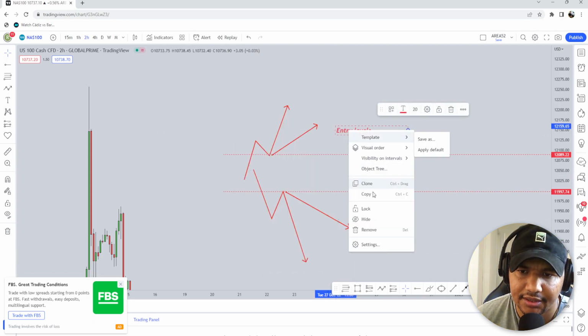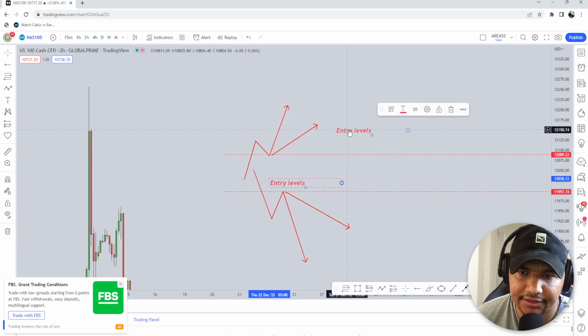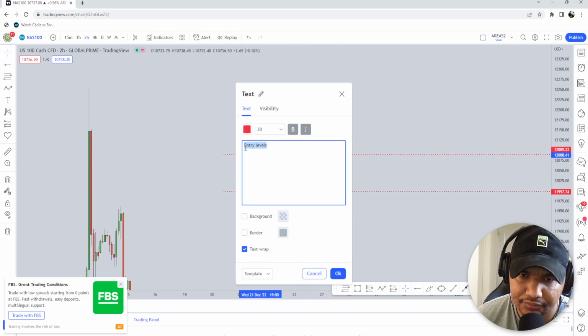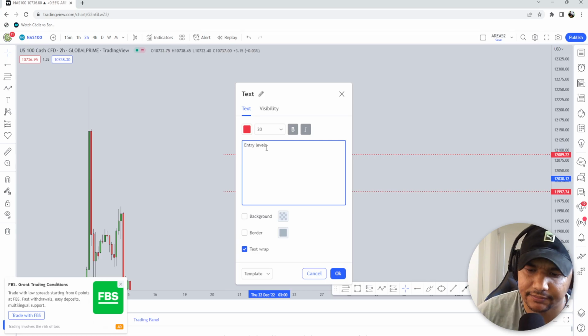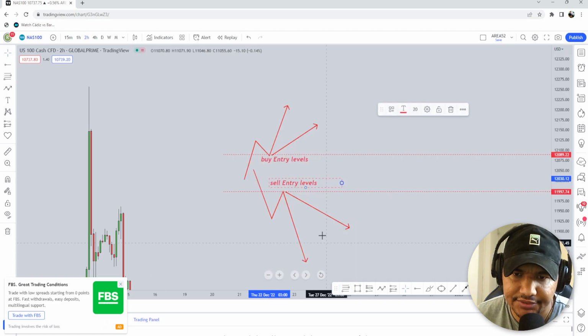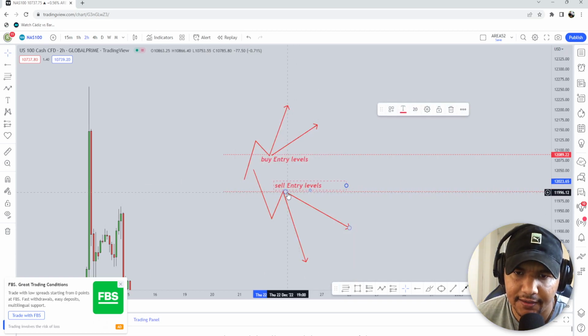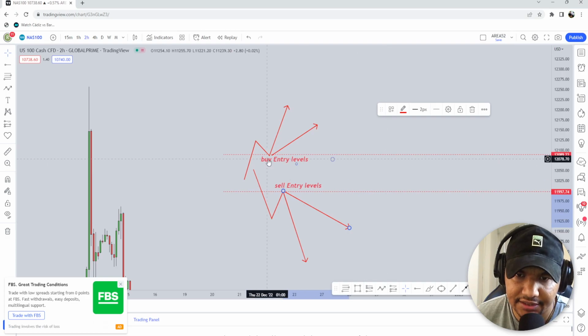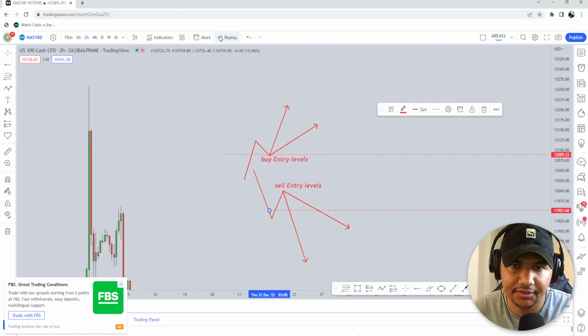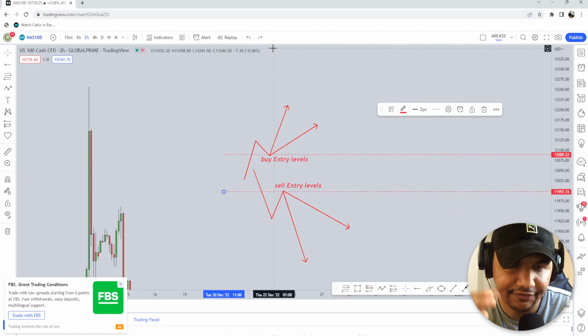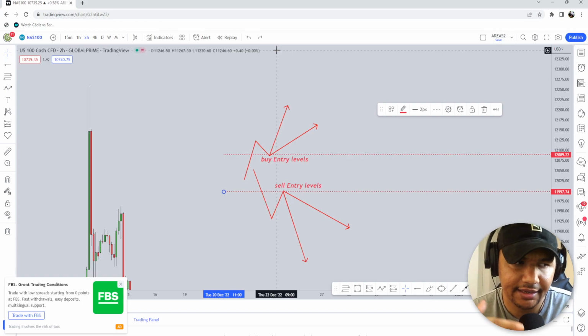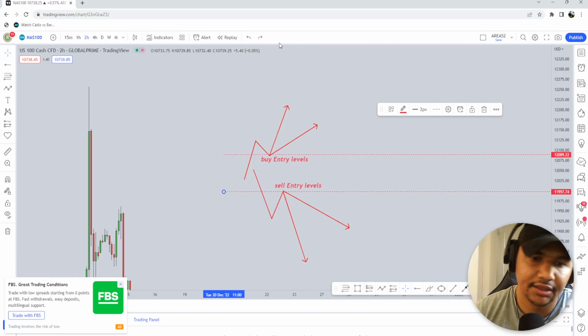We're going to clone that and put that there. We're going to call this buy entry levels, and we're going to call this sell entry levels as well. There we go. This is where we're going to look for sells, and that's how we're going to look for buys. These are the only two places that you're going to enter, because the breakup structure serves as a confirmation to be able to enter the market as well.